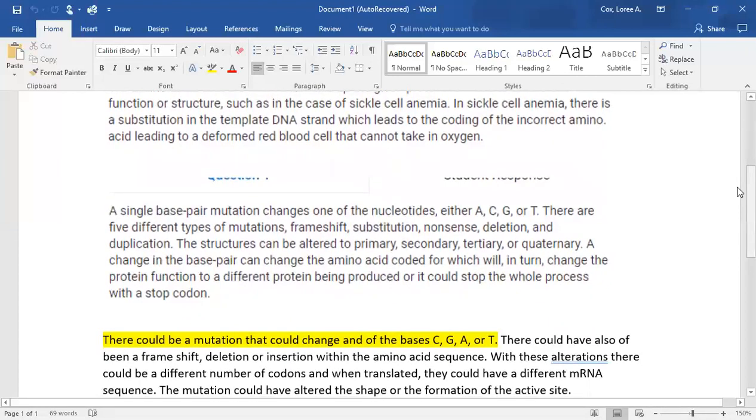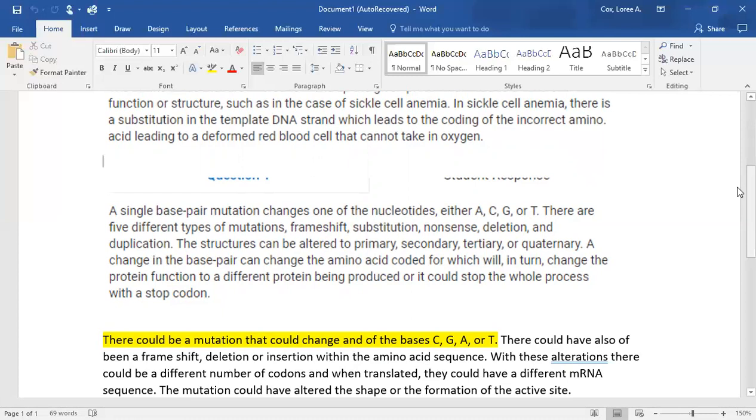A single base pair mutation changes one of the nucleotides. Okay, again, we want to see DNA. There are five different types of mutations, and they just basically stated the scoring guidelines. There's no description there, so no point earned. The structures can be altered to primary, secondary, tertiary, quaternary. Again, a restatement of the scoring guideline. They didn't describe what primary, secondary, tertiary, quaternary are, so no description point there.